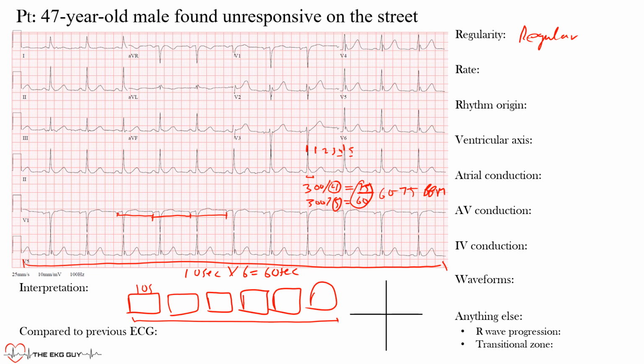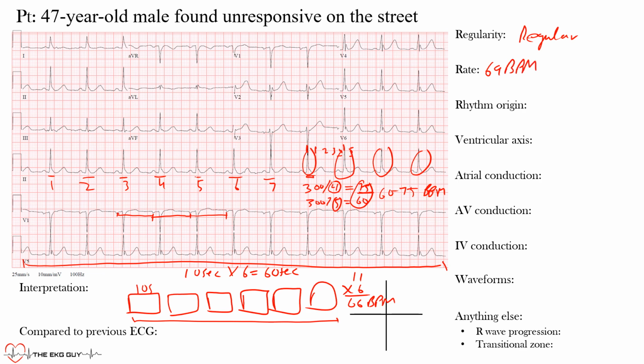And what you want to do is count the complexes on these. If you were to count the QRS complexes, which represent ventricular depolarization, there's 1, 2, 3, 4, 5, 6, 7. Here's the 8th, 9th, 10th, and 11th. What you would do at that point is 11 times 6, and that would give you 66 beats per minute. Now, the actual rate here was 69 beats per minute that the machine gave us.